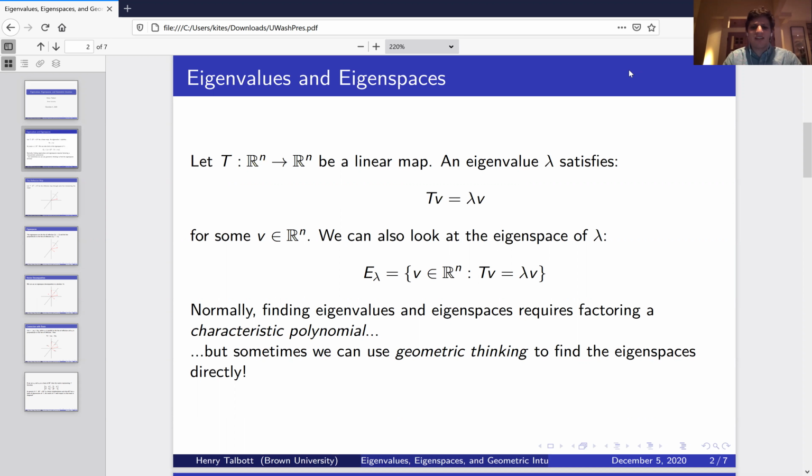Normally, finding eigenvalues and eigenspaces requires factoring a characteristic polynomial. But sometimes we don't need to do that. We can use geometric thinking to find the eigenspaces directly. And that's what I'll be talking about today.